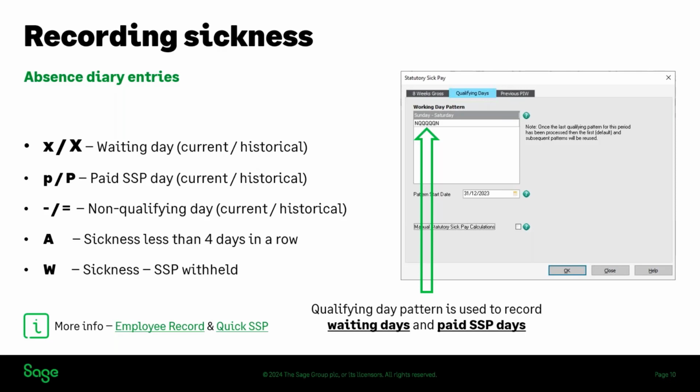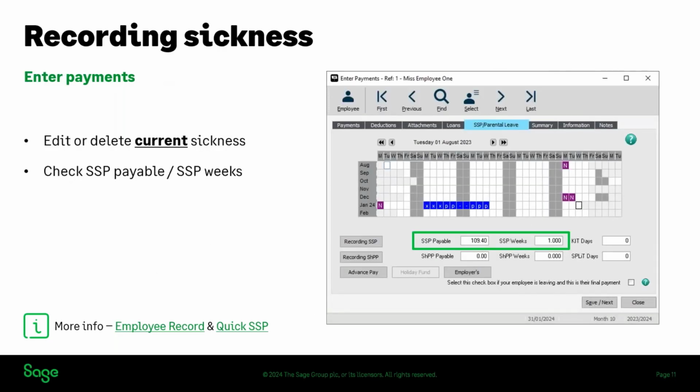So once we've recorded the sickness, we're going to go into the enter payment screen, and this is where you can see the amount of SSP payable. It's calculated up to your process date. So like all statutory payments, it will not be calculated in advance. So only absence up to the process date will be included, and you can check the SSP payable and SSP weeks. And from here, you can add further sickness, you can edit the sickness dates, or you can delete current sickness entries as required. So that's your theory. Let's give you the demo on this.